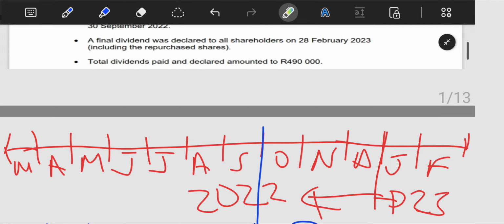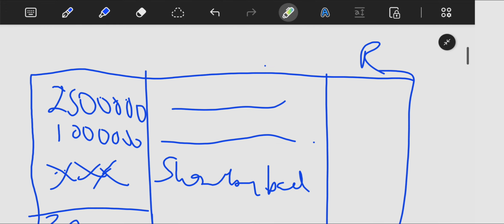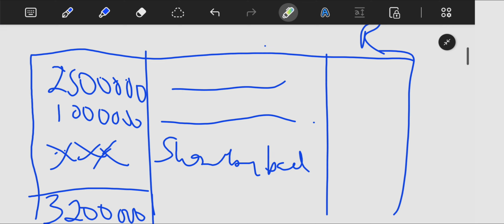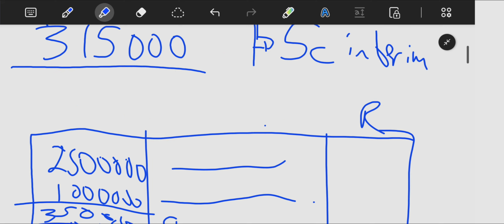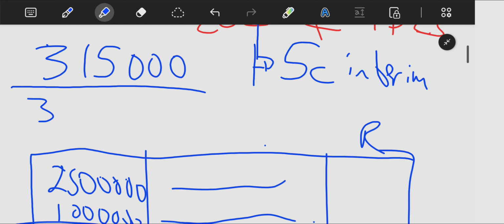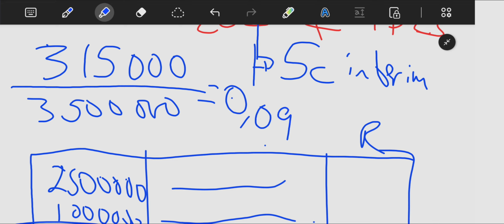So it means that before we do share buyback, how many number of shares did we have? We had 3,500,000. Then, meaning that we're going to divide here by 3,500,000. And how much do we get here? 315,000 divided by 3,500. You get your 0.09, which is your 9 cent.